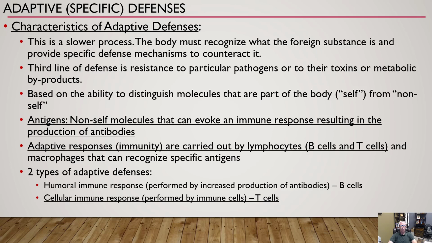First, what we have to decide is the body's going to look at that molecule or that potentially foreign substance and decide, is it part of the body, we say it's self, or is it non-self? Now, I'll back up a little bit. So how does the body distinguish molecules that are self from non-self?